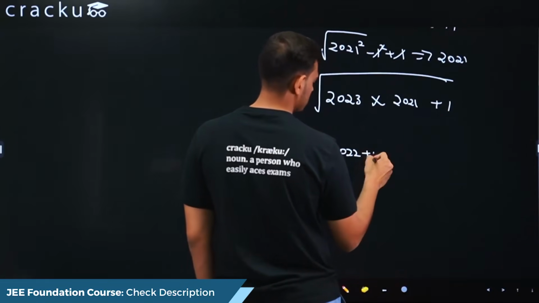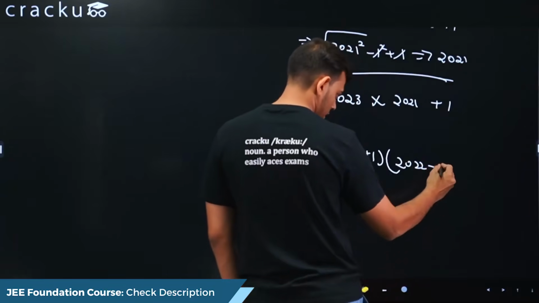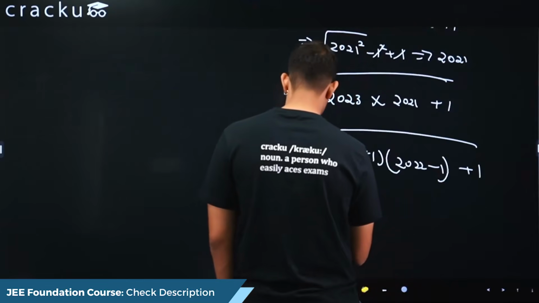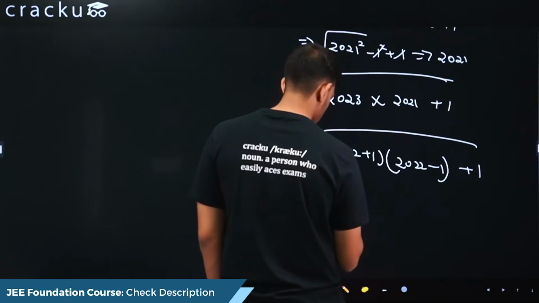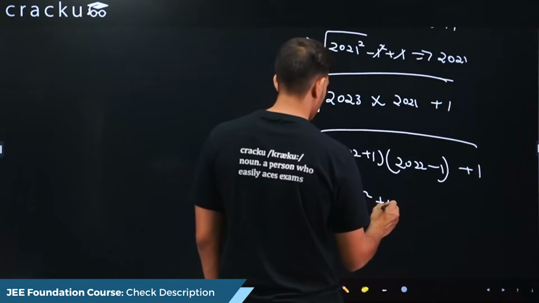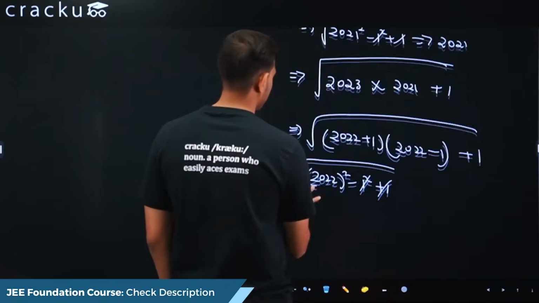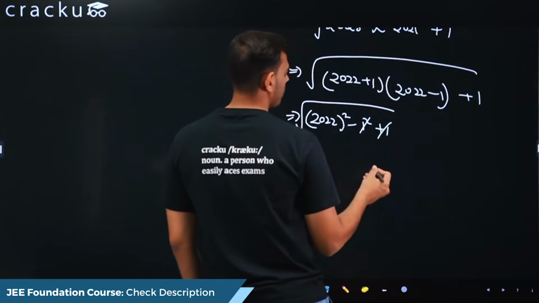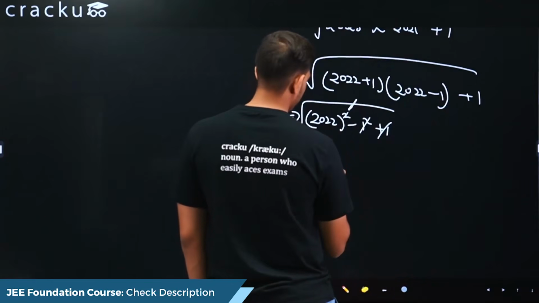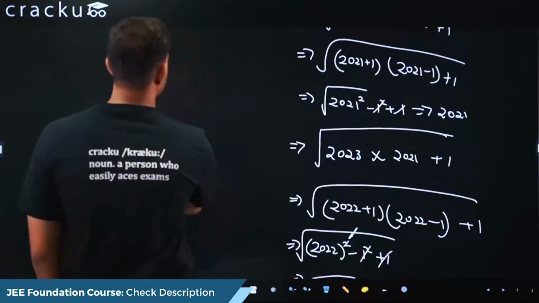2022 plus 1, 2022 minus 1, 1 whole under root, 2022 whole square minus 1 square plus 1 whole under root. These both will again cancel out and we'll get the final value to be under root of 2022 square. This and this will cancel out. We'll get 2022 as my answer. Okay.